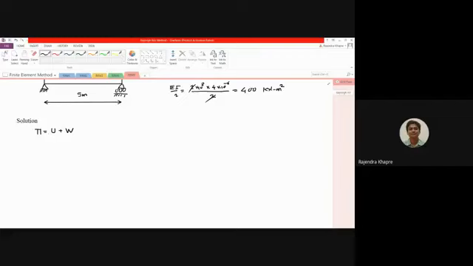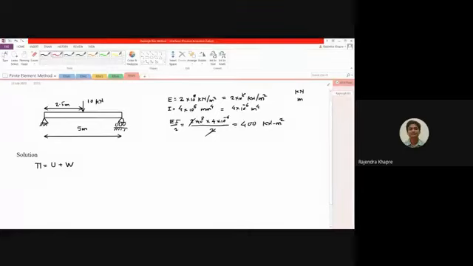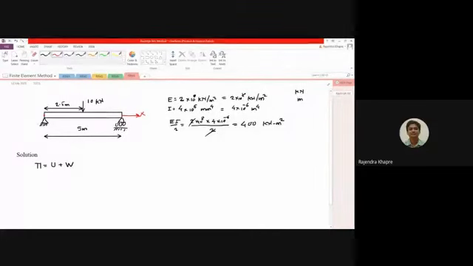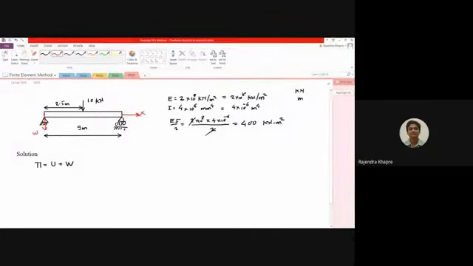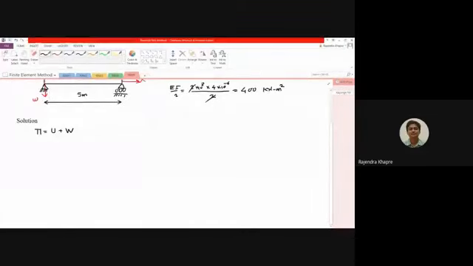Now here in this particular case, I'm going to assume that this is my origin. Along this side you have the positive x-axis, and in the downward direction I'll assume the positive direction of the deformation. With this assumption, now we have to assume the displacement polynomial. Here I am going to assume a displacement polynomial something like this.